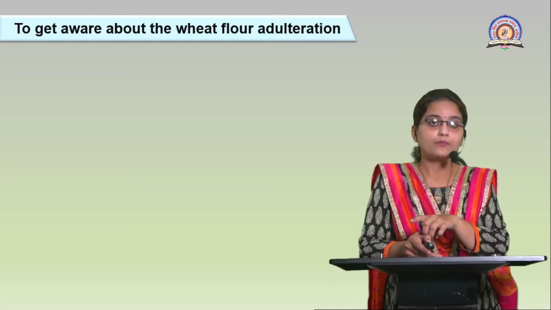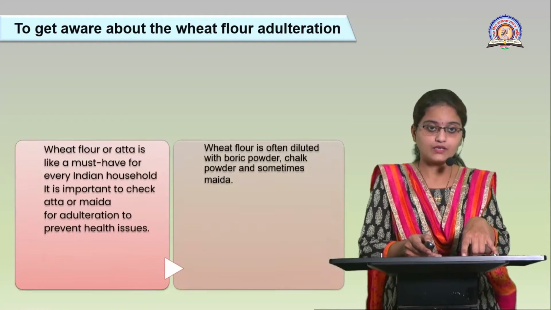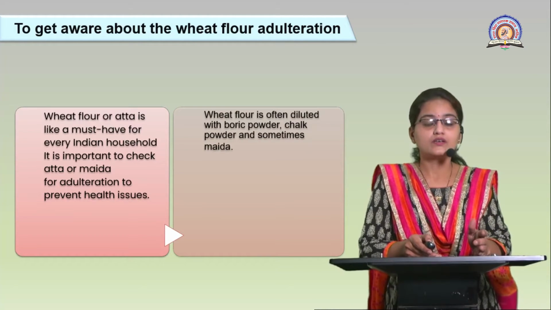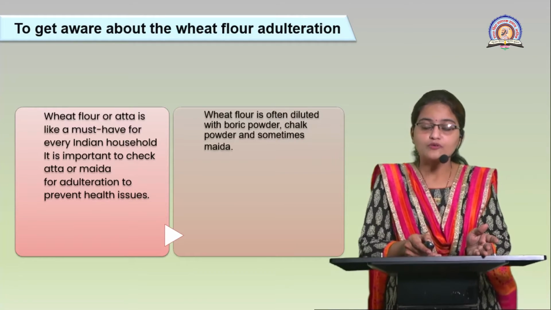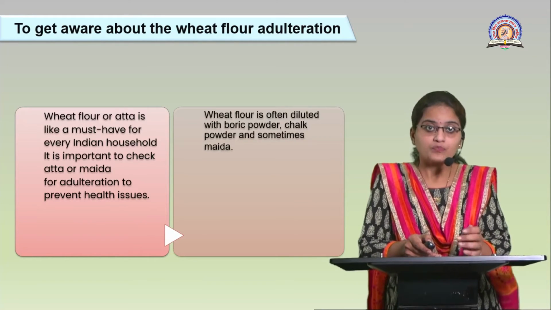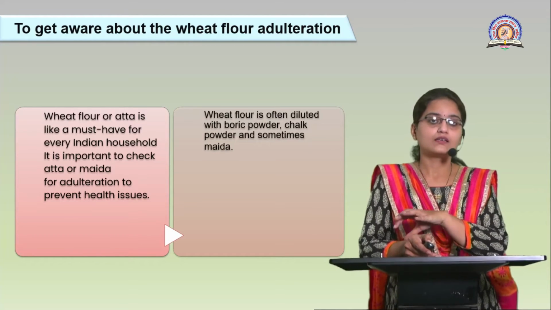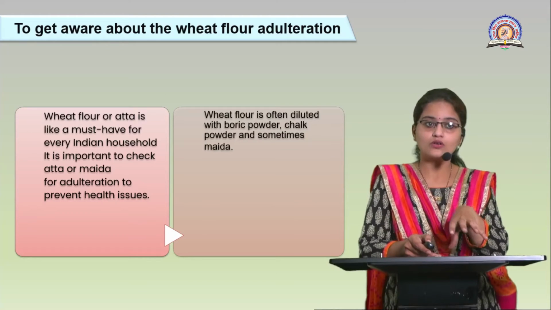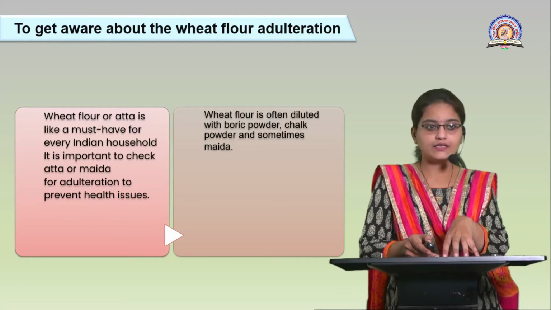That's why it is very important to detect the presence of adulteration in wheat flour. Now, wheat flour can be adulterated or diluted in various ways. Boric acid, chalk powder, and sometimes maida are the dominant factors through which wheat flour gets adulterated. Wheat flour or atta is a must-have for every Indian household.